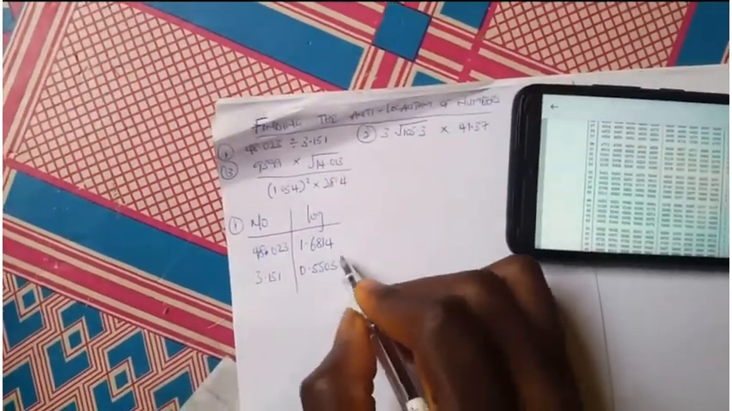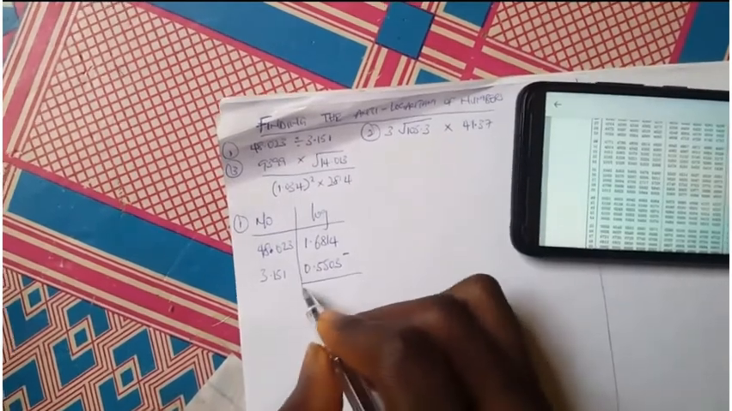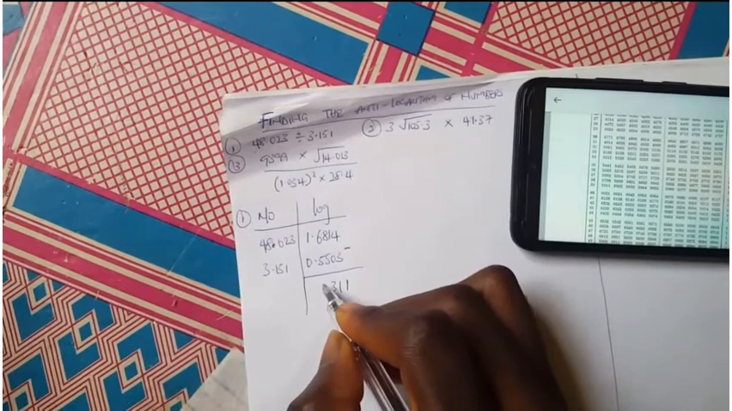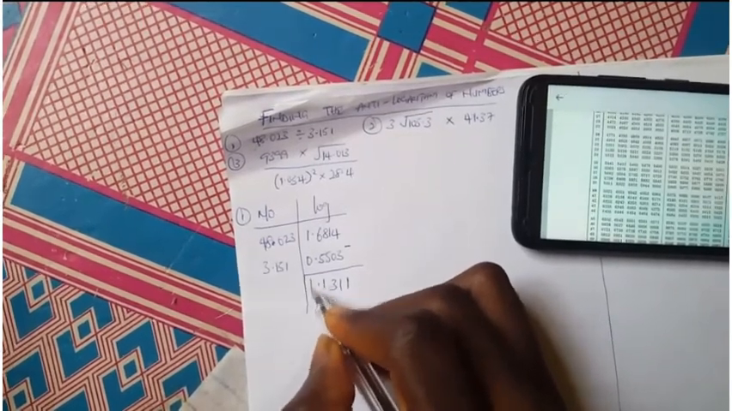Now in this case I'm going to be subtracting. Why? Because I'm dividing. Now this becomes 1.1363 minus 0.5503, which is 1.1311.